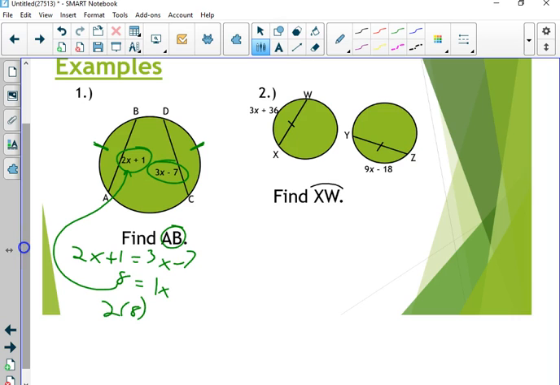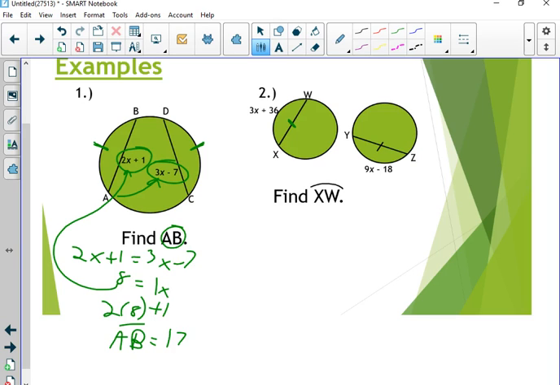2 times 8 plus 1. So AB is 17. And if you plug it into this one right here, you get 3 times 8, which is 24, minus 7 is 17. Okay, example 2.